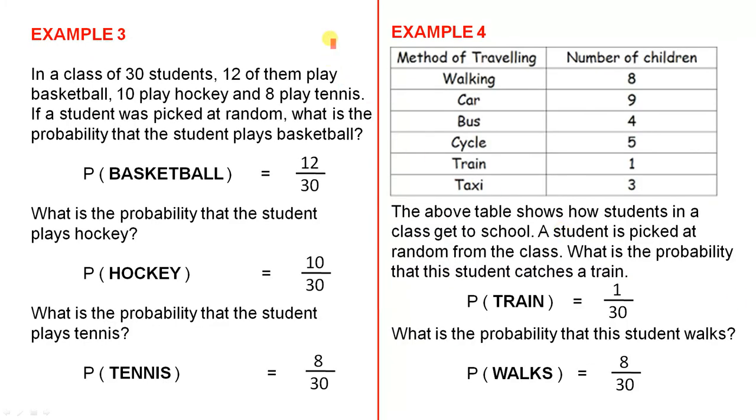Example 3. In a class of 30 students, 12 of them play basketball, 10 play hockey, and 8 play tennis. If a student was picked at random, what is the probability that the student plays basketball?